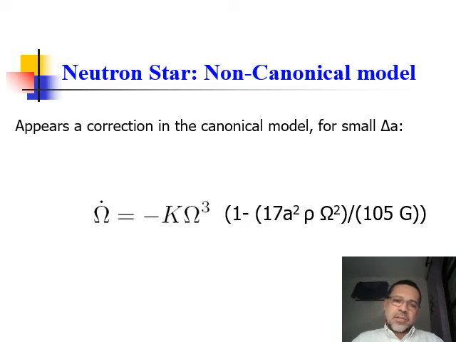The omega dot here is this. This is the canonical model, but we have this correction here. We still get the same power law, but we have a correction. It's not exactly omega to the third, but we have another term here, this omega squared. It changes this power law a little bit. But this number should be small because it's a small deformation on the radius of this sphere.